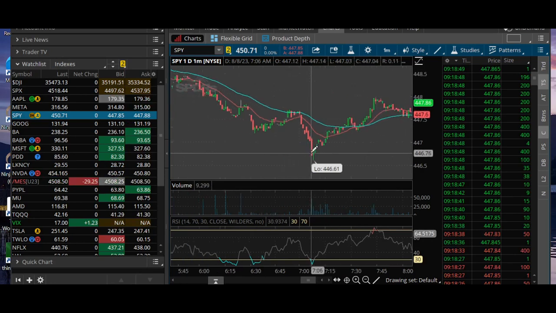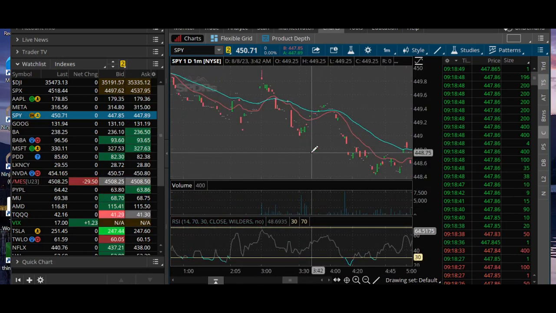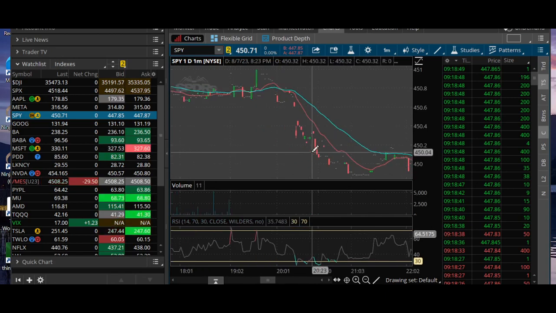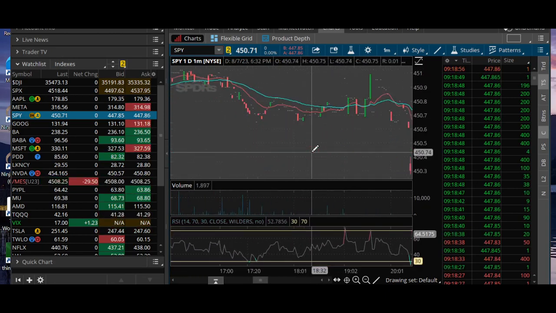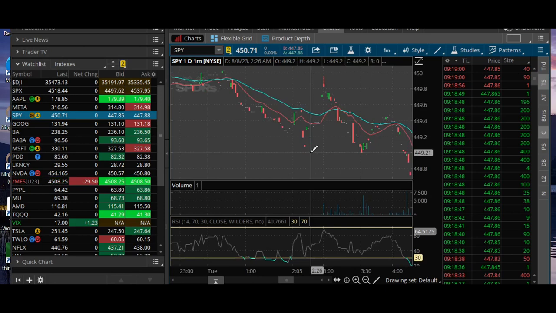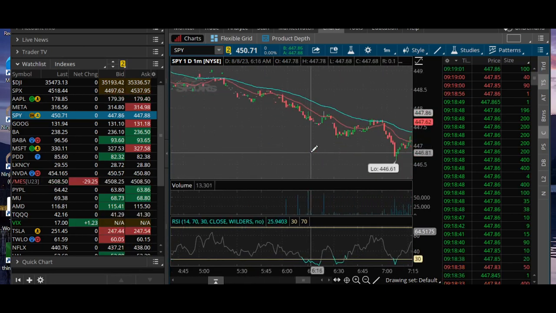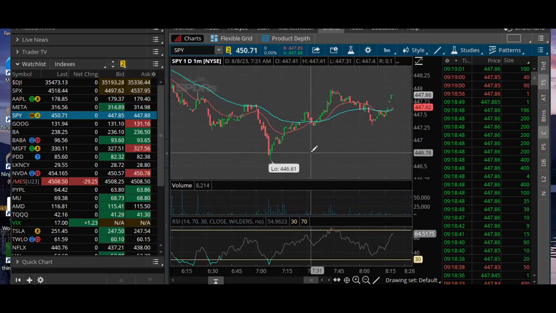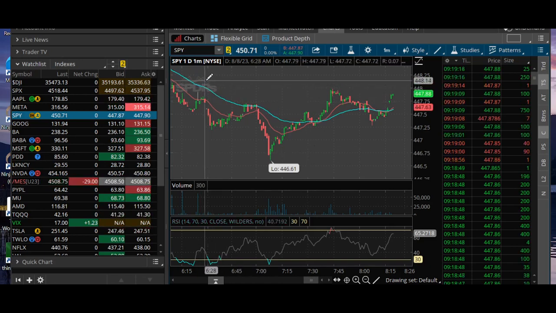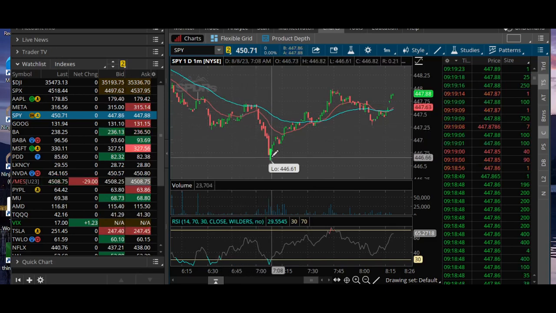So yesterday it only came down to 448, okay? It went back to 450.70 something, exactly right on my high target. So finally it hit back to 446, filled the gap, okay?